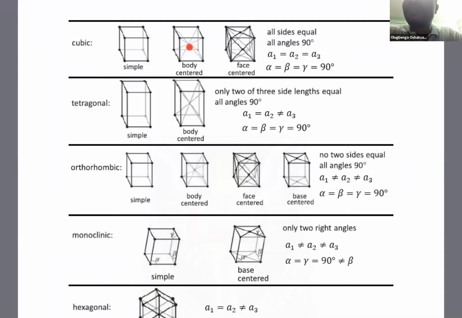And when you look at the first one, which is a simple cube, you decide to put points at each of the faces. Having points at each of the eight corners, you now put a point again at each of the faces. You'll have what is called a face-centered cube, because at the center of each of the faces, you are having an additional point. And that makes it a face-centered cube.